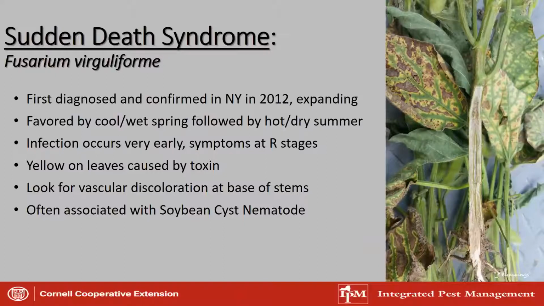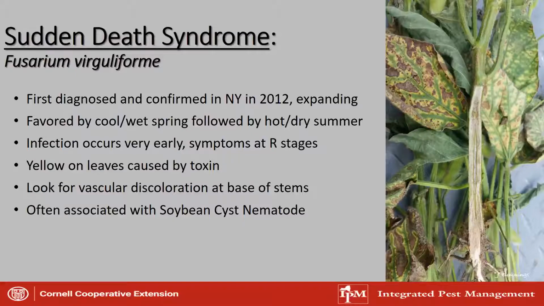This is, as with the others, favored by a cool, wet spring, followed by a hot, dry summer, because it's affecting the vascular tissue in the plants. For this one, the infection occurs very early, sometimes almost as early as germination, and then you don't see the symptoms until the reproductive stages. This one has, in my opinion, some of the most striking intervenal chlorosis symptoms. What it's doing is the fungus is inside the plant in the vascular tissue, and it's releasing a toxin, and that's what's causing that yellow flashing.